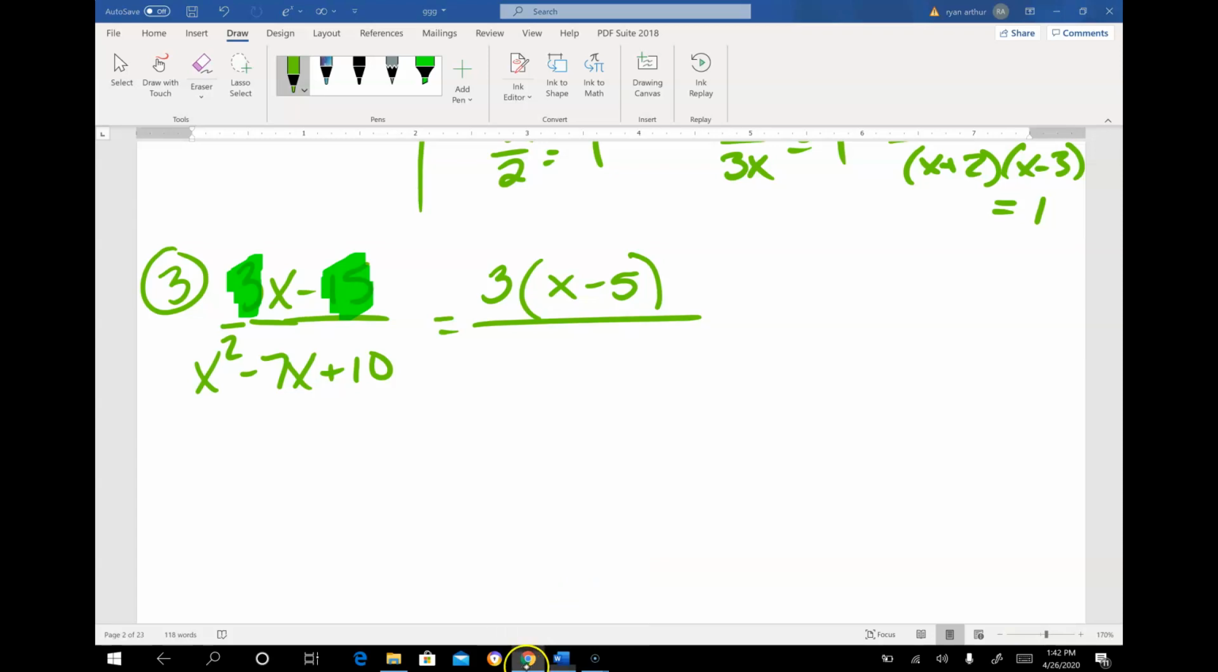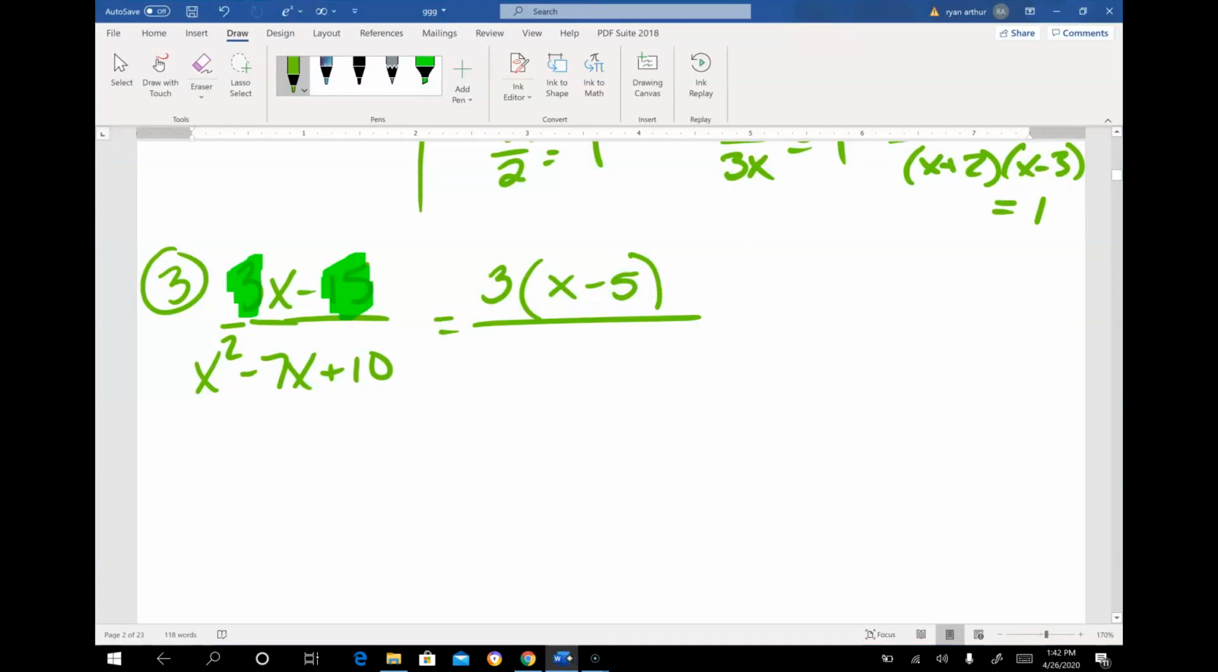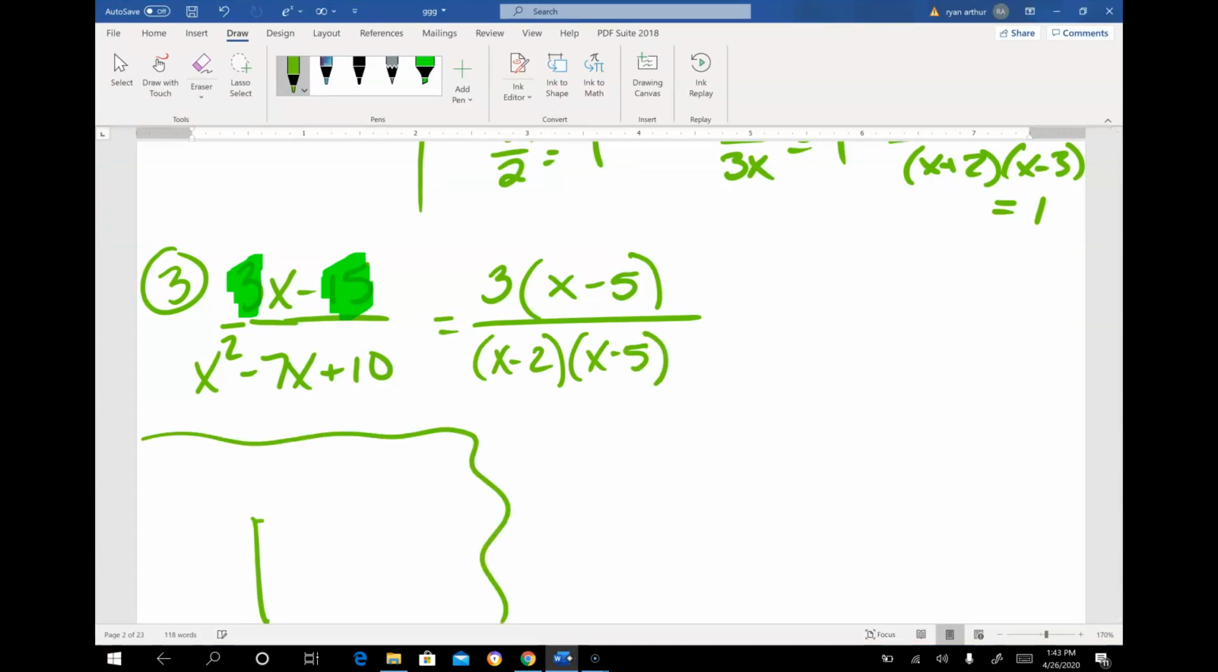So, when I go back to the graph, it is x minus 2 and x minus 5. If you want to make sure you're right, come over to the side and box them in. X minus 2, x minus 5. Well, x squared, that's negative 7x, negative 7x, that's positive 10, positive 10. So Desmos can help you factor if they're nice, pretty factors.